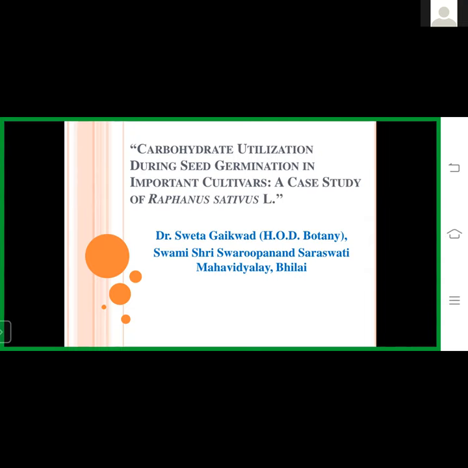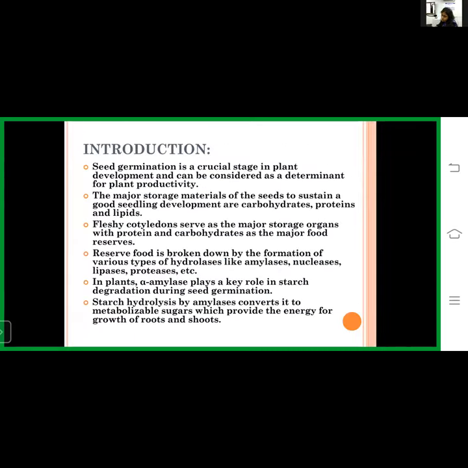Today, my topic of presentation is a part of my research work with the title Utilization of Carbohydrates During Seed Germination in Important Cultivars, a Case Study of Raphanus sativus. As we all know, seed germination is an important process in the life cycle of plants, and it is initiated when the apparent metabolic dormancy of desiccated seeds is interrupted by imbibition. It leads to extensive breakdown of stored carbohydrates, fats, and proteins, which provide energy for the development of the embryo and other nutritional requirements for the growth of the seedlings.